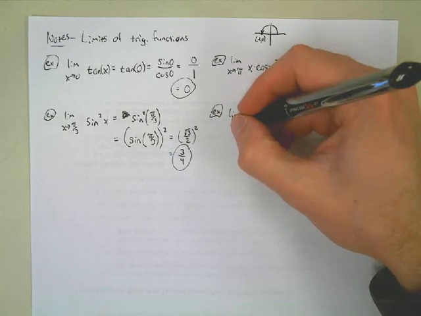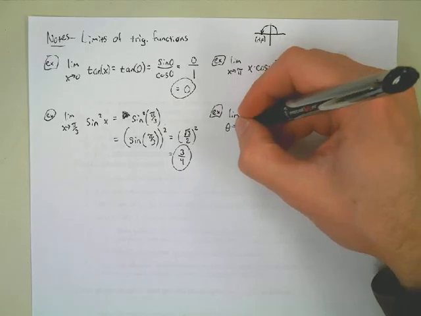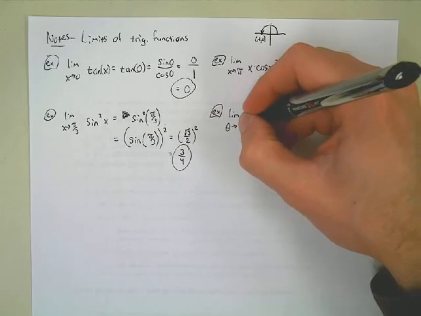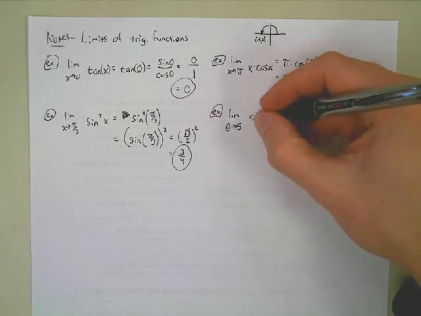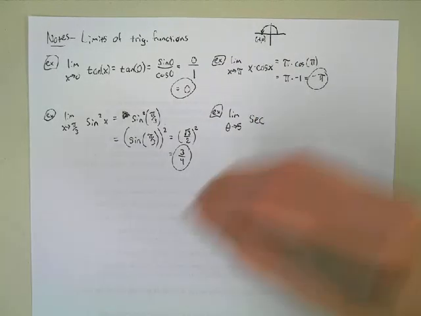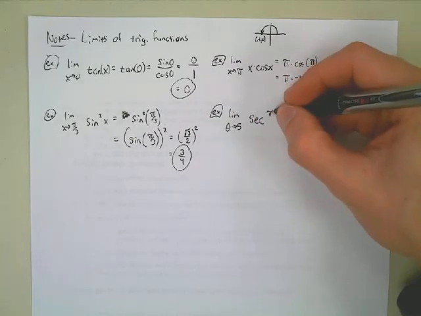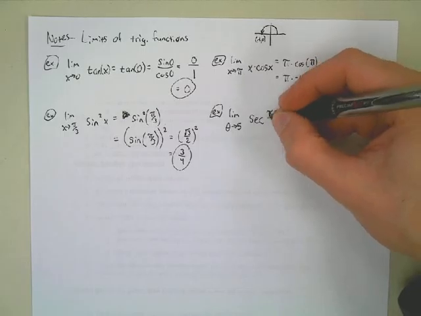Next one. Last one we're going to do together, and then I'll have you guys try 2 on your own. So limit as theta approaches 5. Right, now that's interesting. There's no pi in that answer. And 5 is not a normal kind of radian measure, but let's just see what happens here. So we've got secant of pi theta over 6.